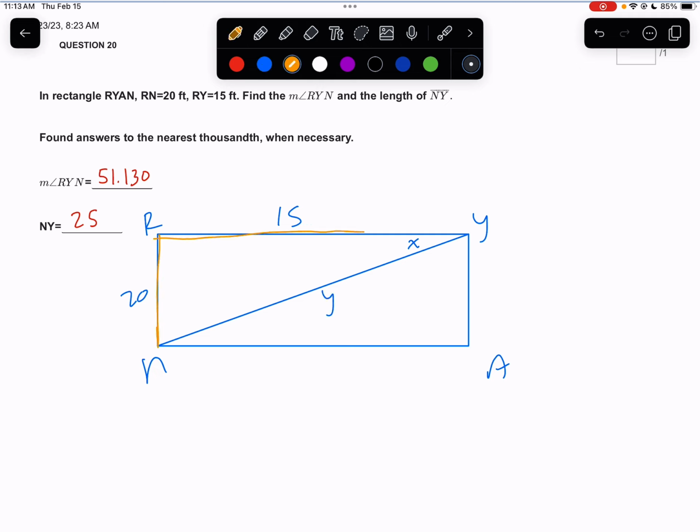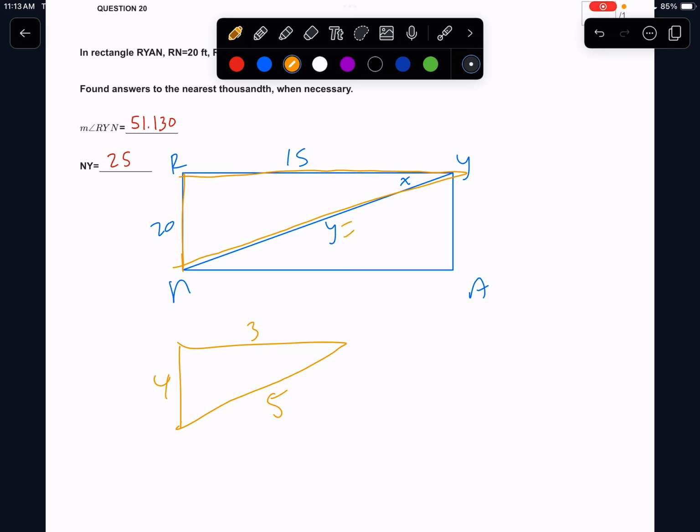Well, I can find Y real quick. Let's do it old school. I'm going to divide by 5. 15 divided by 5, 20 divided by 5. So this is a 3, 4, 5. So multiply the 5 back in. That's going to be 25.